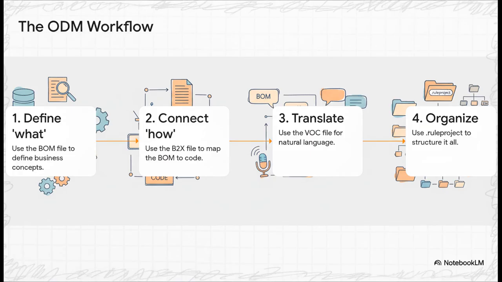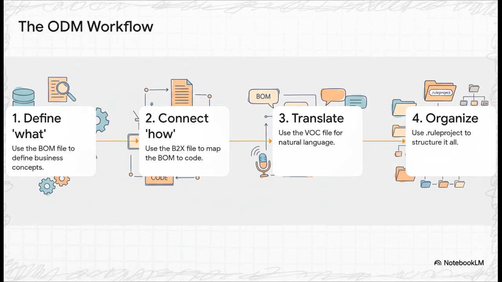So that brings us to the complete workflow. You start by defining what your business is all about in the BOM. Then you connect how it's actually going to run with that B2X mapping file. Next, you translate it into natural language with the VOC file. And finally, you organize the entire thing with the .rule project file, creating the perfect framework for all your rules to live in.